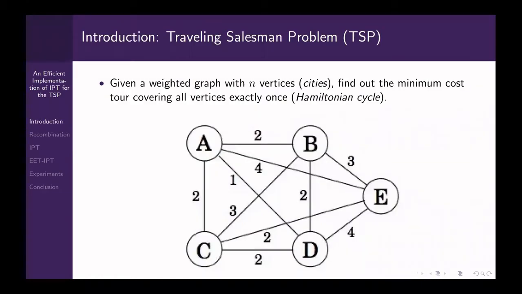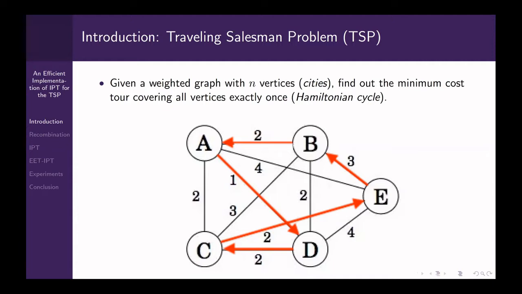The traveling salesman problem is a well-known optimization problem. Here we are given a weighted graph where the vertices represent the different cities and the edges between the vertices represent the direct paths between the cities with certain costs. The goal is to find the shortest possible tour that will start from a particular city and traverse all the cities exactly once and come back to the originating city. So basically we are trying to find the minimum cost Hamiltonian cycle.